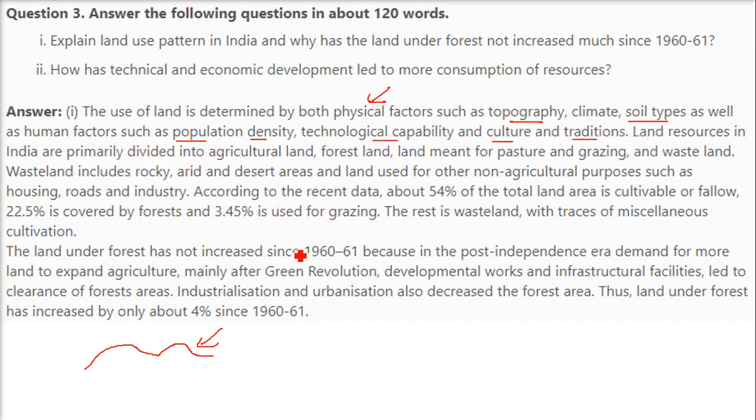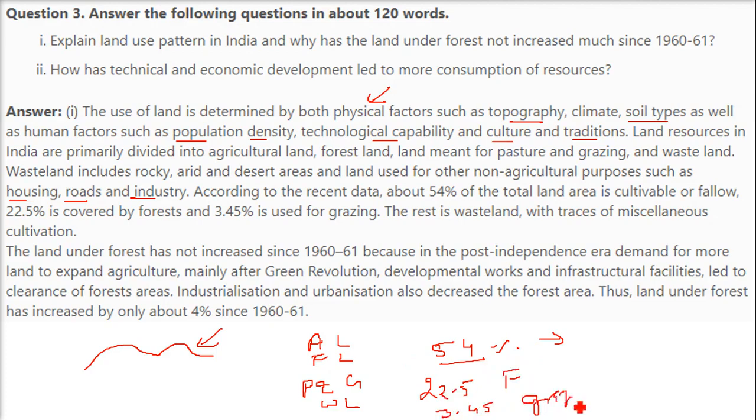Land resources in India are primarily divided into agricultural land, forest land, land meant for pasture and grazing, and wasteland. Wasteland includes rocky, arid and desert areas, and land used for other non-agricultural purposes is for housing, roads and industry. According to recent data, about 54% of the total land area is cultivable, or is left for cultivation to regain fertility, which is called fallow land. 22.5% is covered by forest and 3.45% is for grazing. The rest is wasteland and miscellaneous types of cultivation.